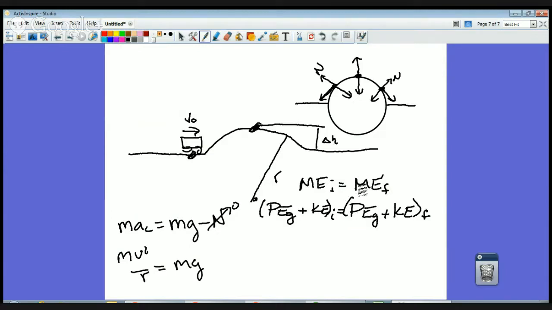Okay, so I know that since I'm going to call this 0 height right here, which, I mean, I guess you could call 0 down here, which would be weird, but you could do that.